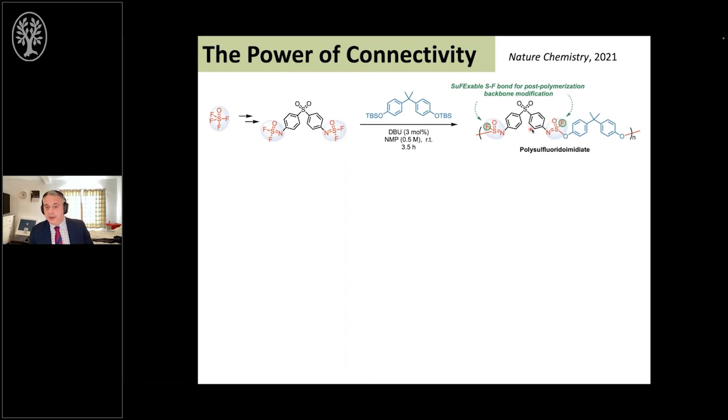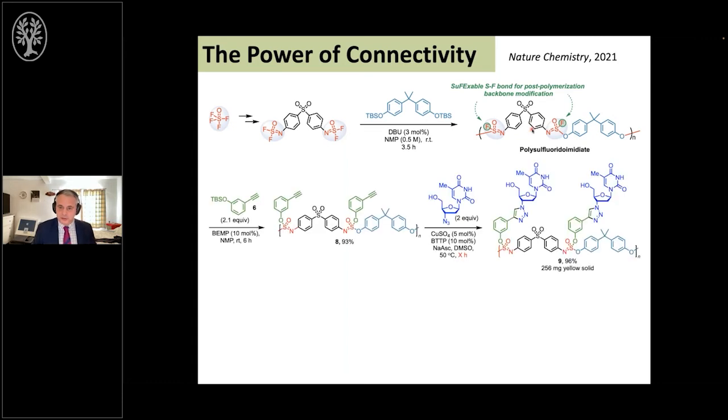Of course, what can we do with that? Well, it turns out that if we just switch the catalyst to a stronger base, then we can actually do a SuFEx reaction on the polymer backbone. Now, that's quite difficult to do, but in this case, it works very well. We get 95% recovered yields generally.